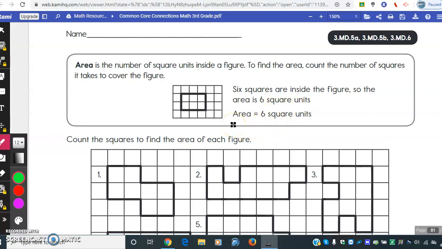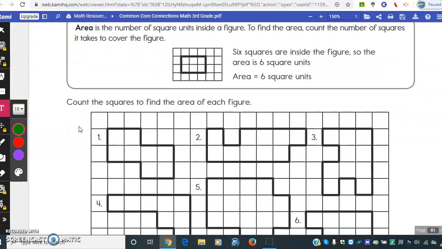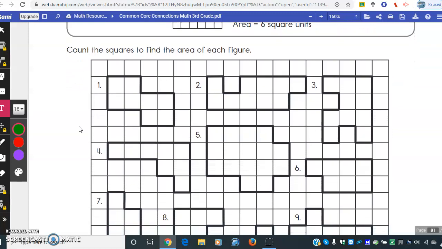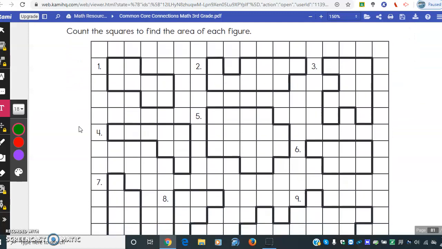So all we're going to be doing to find the area on this worksheet is just counting the squares. So if you feel like you've got this, pause the video, do the work, come back and check your math.